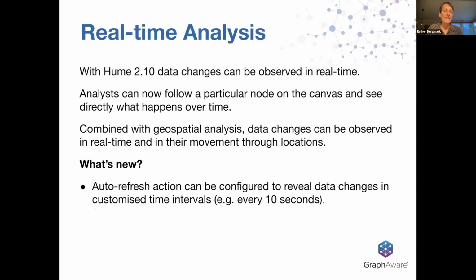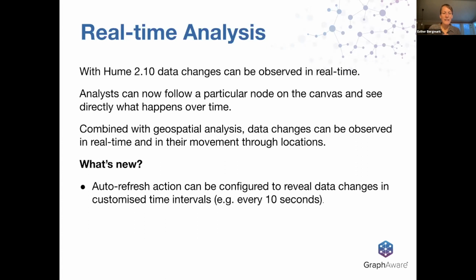Let's move over to real-time analysis, something that I personally find super exciting. It's now possible to observe data changes in Hume in real time. So an analyst can follow a particular node on the canvas and see directly, in real time, what happens to that node. If you combine that with geospatial analysis, data changes can be observed in real time in their movement through locations. And what's the feature that we added?